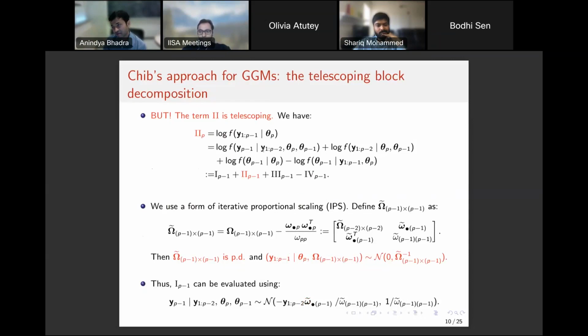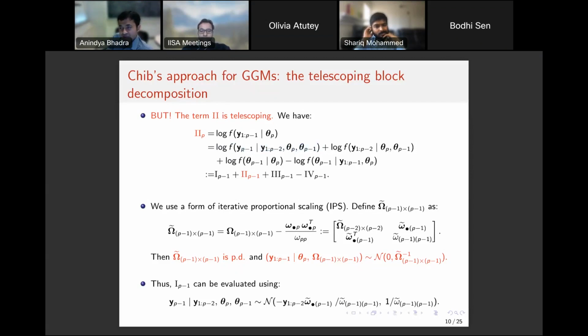Now condition on y1 through p minus 2 given theta p and theta p minus 1, where theta p minus 1 is the p minus 1th row or column of the entire omega matrix. It's basically just a decomposition of this term, the same decomposition that we saw on the previous slide with p replaced by p minus 1. And again, I end up with 4 terms, call them 1p minus 1, 2p minus 1, 3p minus 1, and 4p minus 1. Now, look, this first term here again looks like a partial likelihood, does it not?